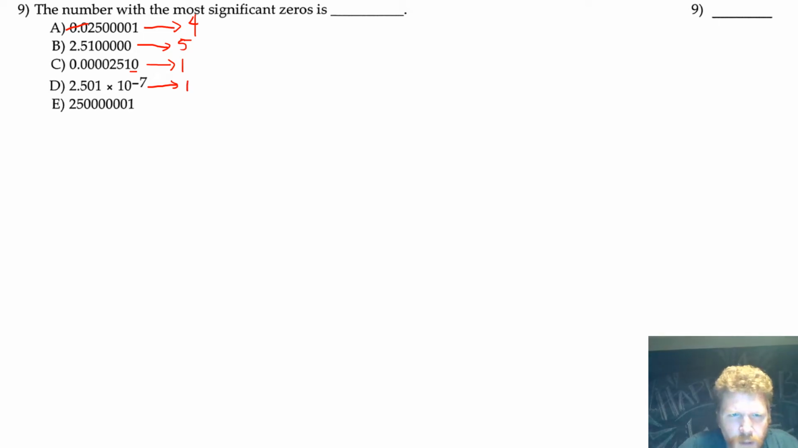Answer option E gives us 25000000001. There are 1, 2, 3, 4, 5, 6, a total of 6 significant zeros here. So our answer is 6. If we count it off, we can eliminate C and D very quickly. Then we're left with A, B, and E. A has 4 significant zeros, so that's out. B has 5. We're left with E, 6, as our best answer option. Make sure that you review your significant digits and the rules for what makes them significant.